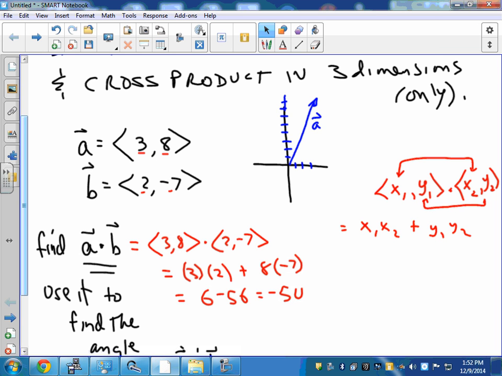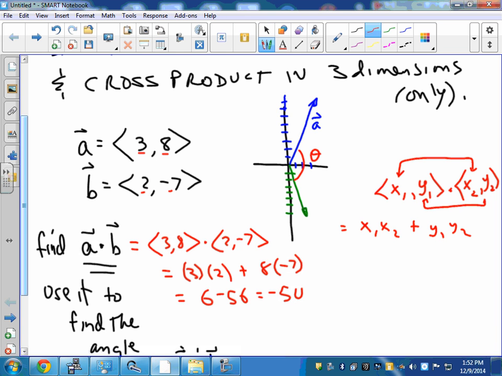And let me sketch B. I'll use green for B. B is 2 and -7. 1, 2, and now we're going down 7. 1, 2, 3, 4, 5, 6, 7. So 2 and -7 is right here. Okay, and again, that is a free vector. You can move it around. But the question is, what's the angle between those two vectors? It's obviously obtuse. I don't know, 150 degrees, something like that. Okay, so our task is to find this angle, theta.